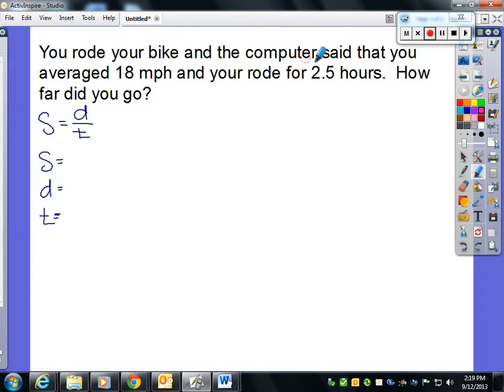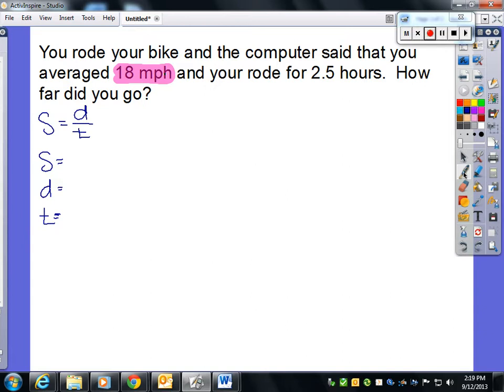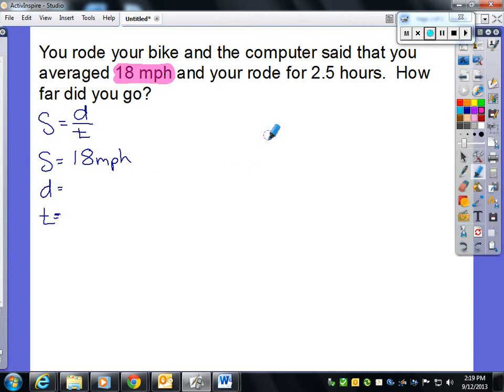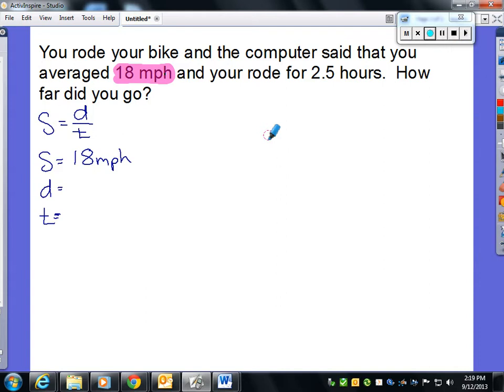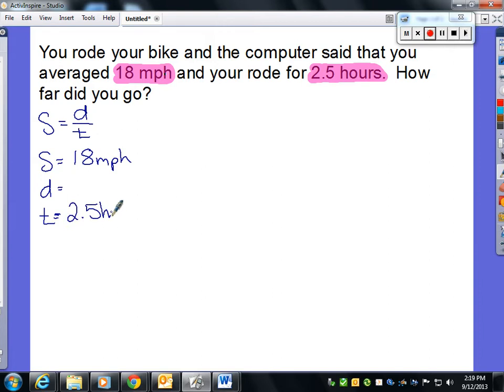You rode your bike and the computer said that you averaged 18 miles per hour. When I see that 18 miles per hour, I know that that is a speed unit. So I'm going to write down here 18 miles per hour. Let me keep looking here to see what other information it gives me. And it says, and you rode your bike for 2.5 hours. Okay, so my time is going to be 2.5 hours. Just abbreviate it like that.